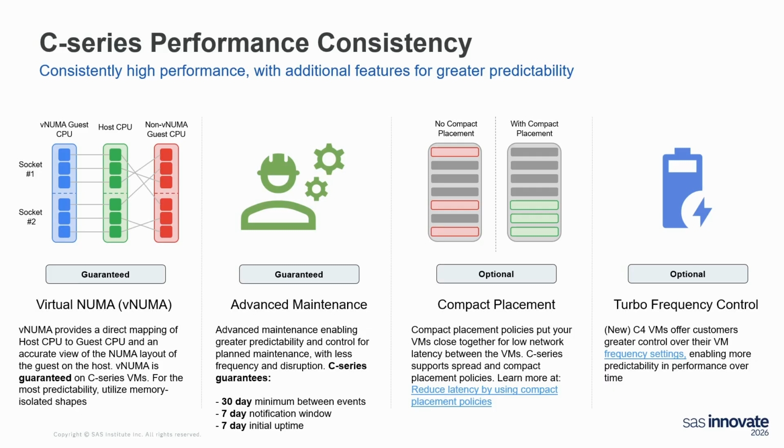Also with turbo frequency. If you need predictability with your gigahertz and your timing, you can guarantee that 3.9 gigahertz as opposed to the occasional 4.2 gigahertz.